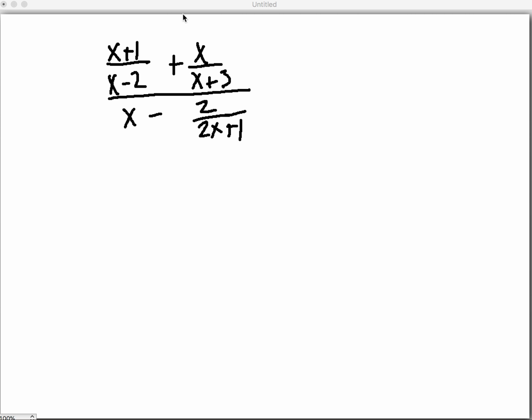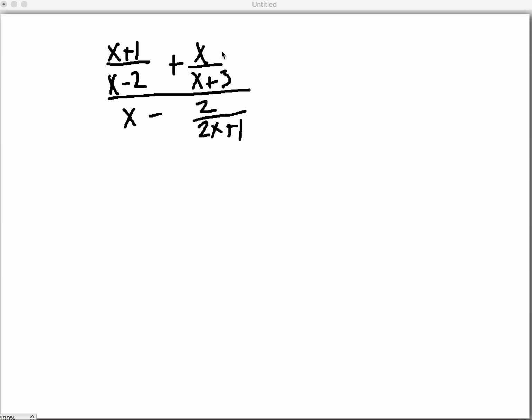So in this expression, we have a rational expression, so I have a fraction with fractions inside of it. So what we have to do is combine the top into one fraction, not the addition of two fractions, and the bottom into one fraction. Then we can actually simplify.